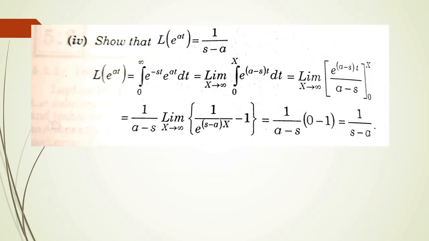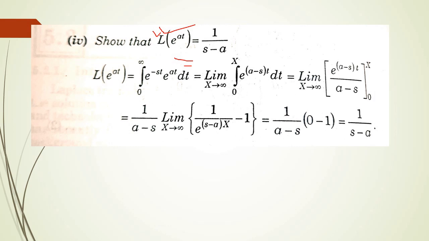We have another example for this, that is the Laplace transform of e to the power of at is equal to 1 by s minus a. This is the result. And how can we do this? The entire calculation I am going to elaborate. It is a very important Laplace transform which is used almost everywhere, so let us understand this. Laplace transform of e to the power of at means the integral from 0 to infinity of e to the power of minus st times e to the power of at dt.